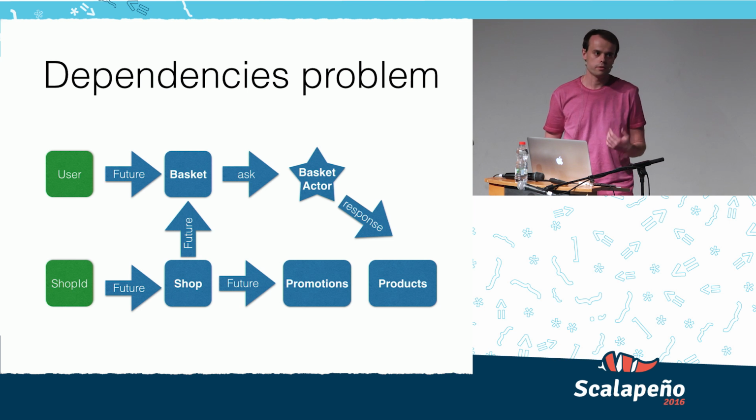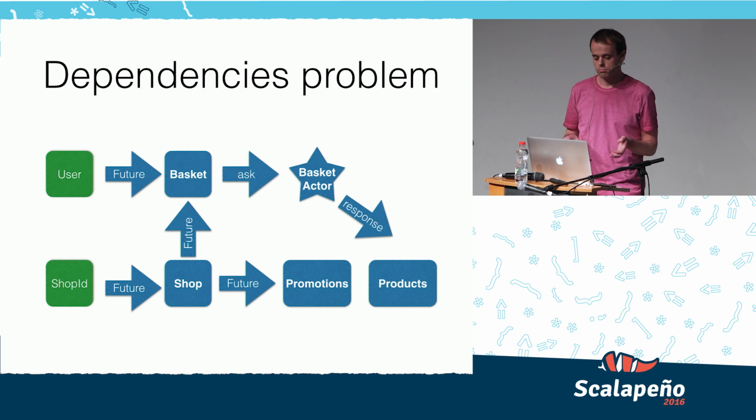To demonstrate the problem, I have prepared a simple domain. Here we have basically an online shop. The rectangles are domain types like basket, shop, users, and so on. In this image, the arrows show the flow of dependencies in this domain. What's important about these dependencies is that they are asynchronous and dynamic, so they may be futures, or messages from other actors.